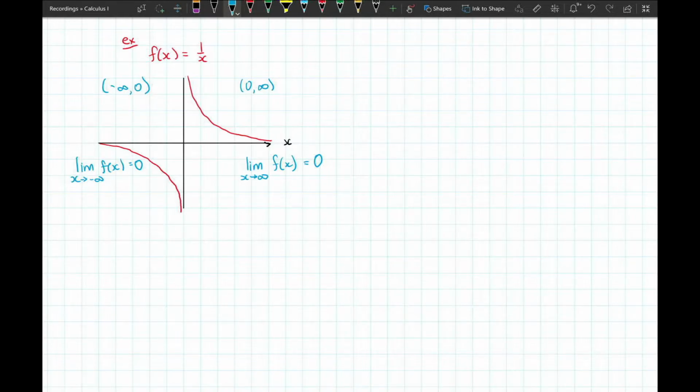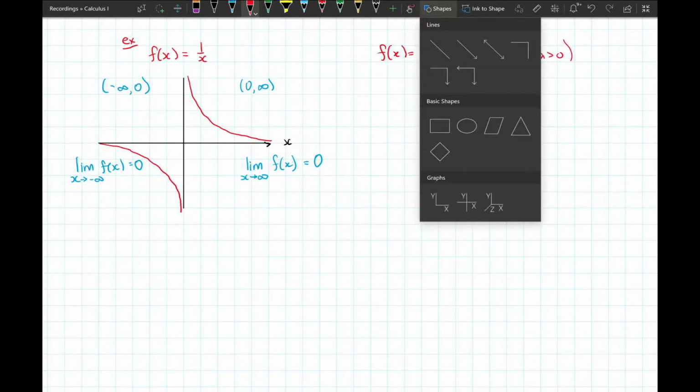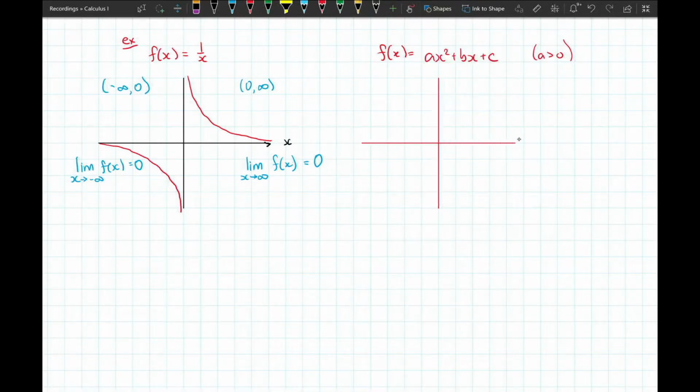Now, not every function has this type of behavior. If we were to take something like a basic polynomial, for instance, a quadratic, let's use the example where a is positive. Now, the overall shape of this graph, we know it is a parabola, and it can be pretty much anywhere. It may cross the x-axis, it may not. I'll just draw a generic-looking parabola here.